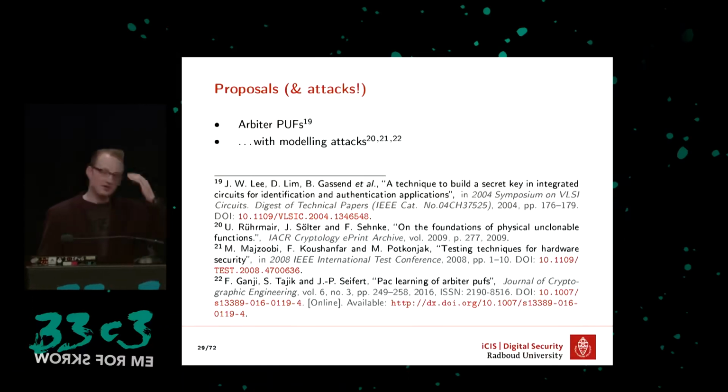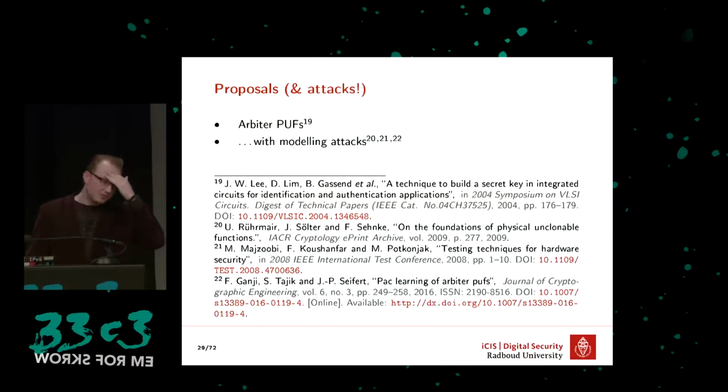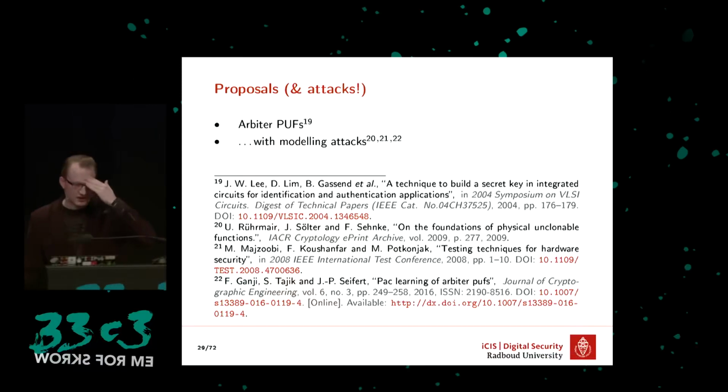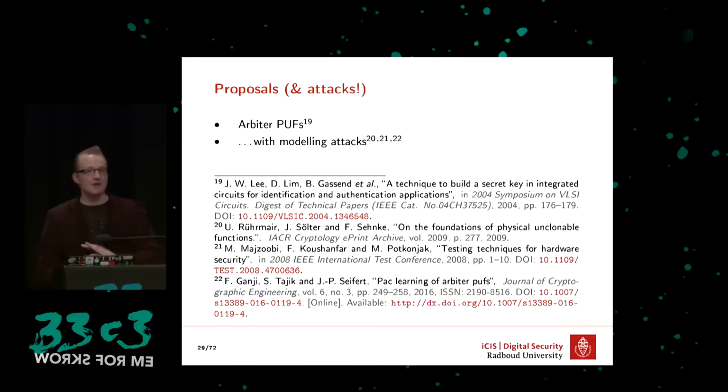And even the bistable ring PUF, which is fairly recent, I think, you can do some fancy machine learning. I would highly recommend this paper, PAC learning of arbiter PUFs. Basically, the idea is you have 30,000 challenge response pairs, and that's enough to give you 100% accuracy on a 256-bit challenge PUF. That's not good. This doesn't really work if you can model it that way.